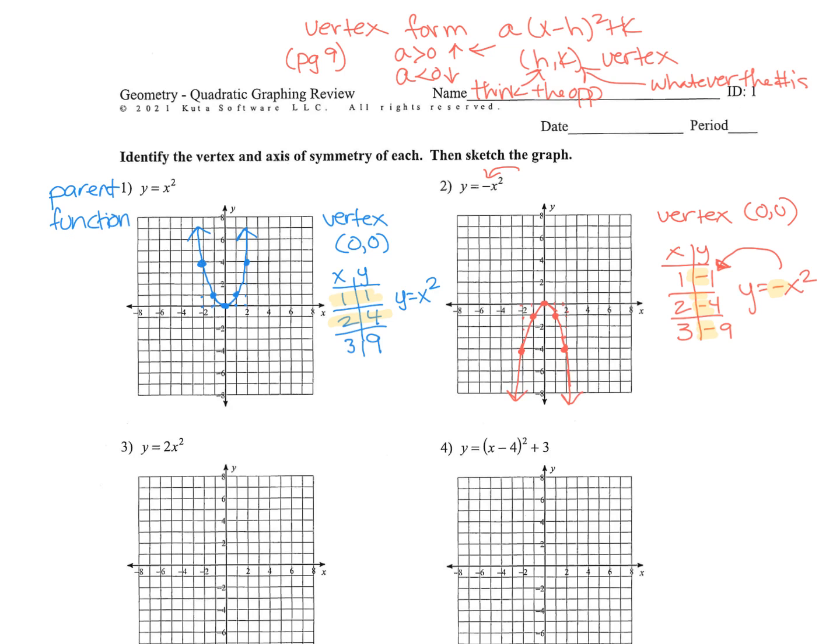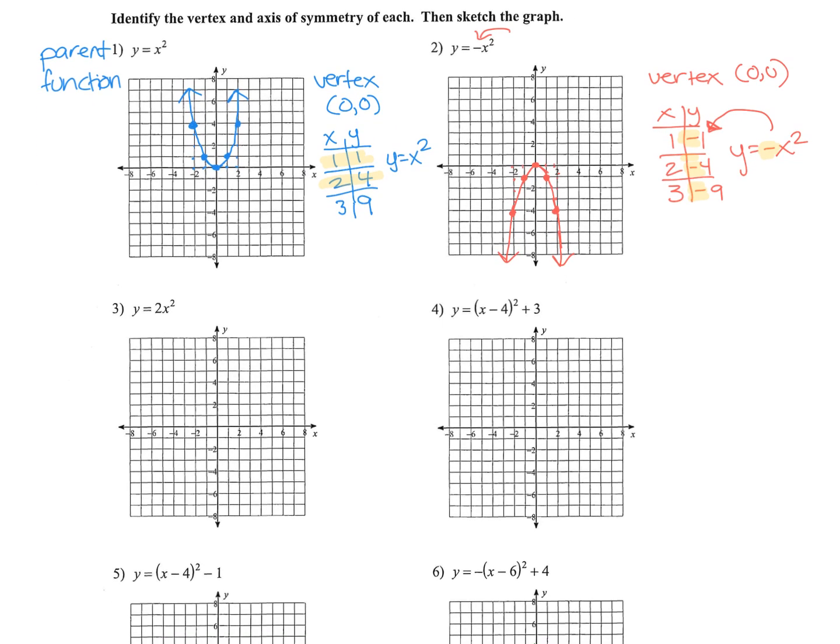So let's jump down and look at number 4. So for number 4, this is an example of vertex form, y equals a times (x minus h) squared plus k, where the number in front of my parentheses is 1. So in this problem, my vertex is not 0, 0, because this has been shifted. The h is my horizontal shift. That's how my x changes. Remember, I have to think the opposite.